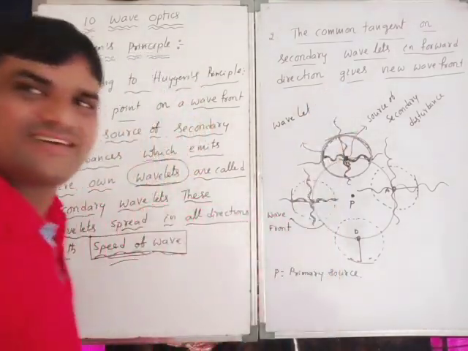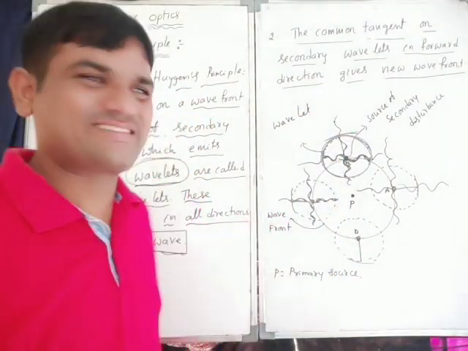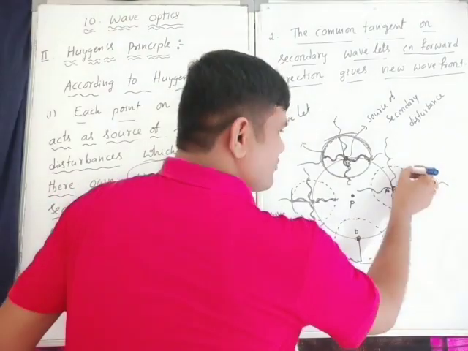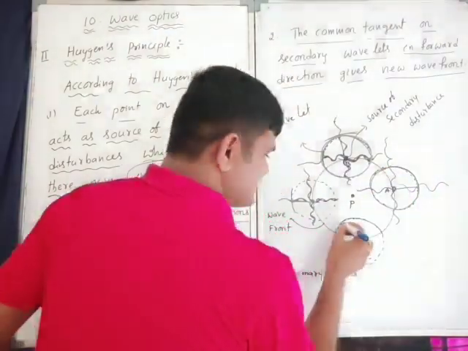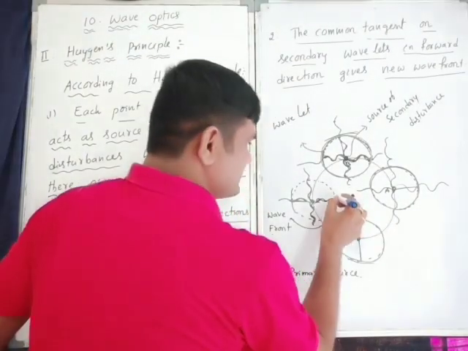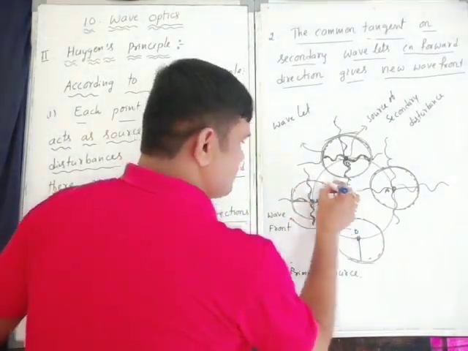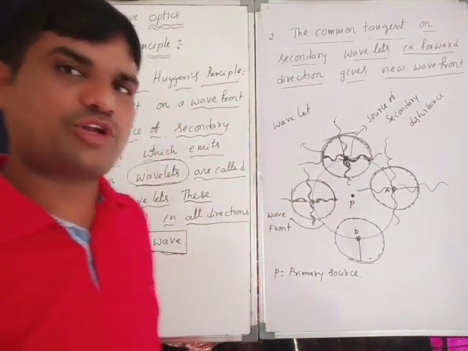That sphere is known as a wavelet. So again here, one sphere. This sphere is known as a wavelet. Remember everybody, very important point.